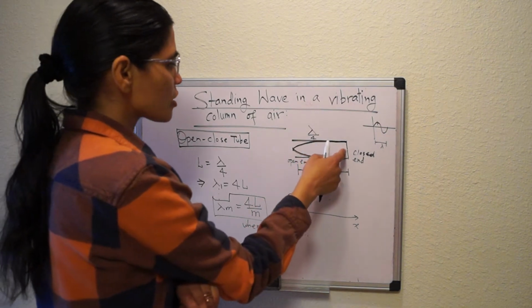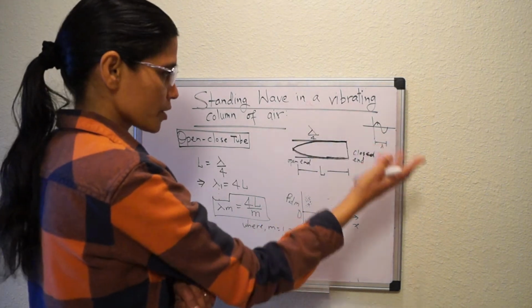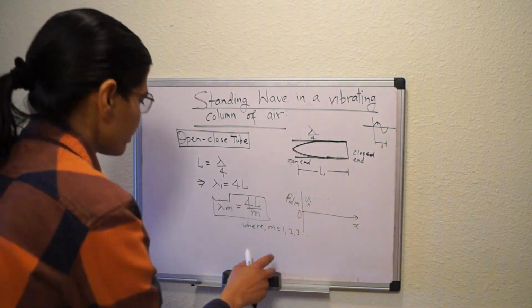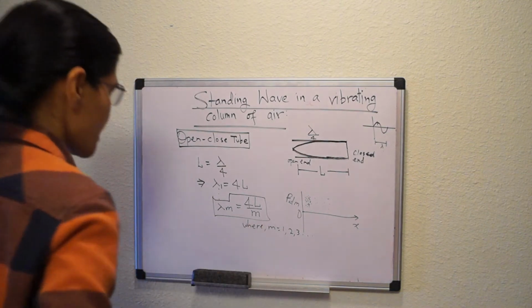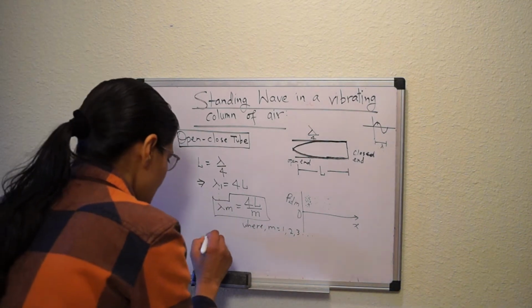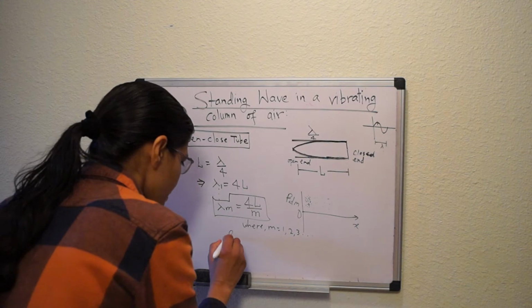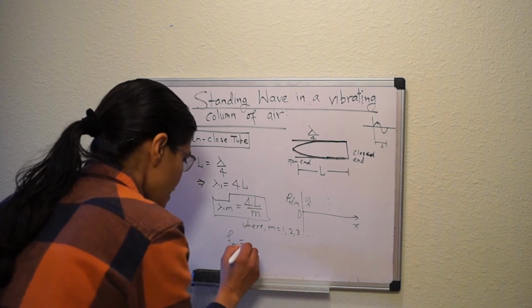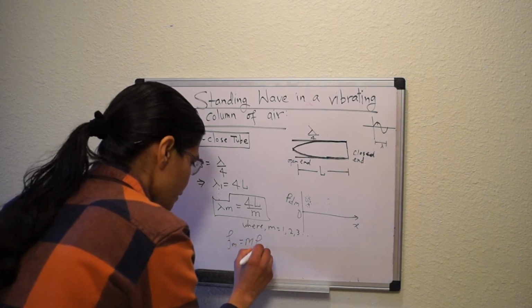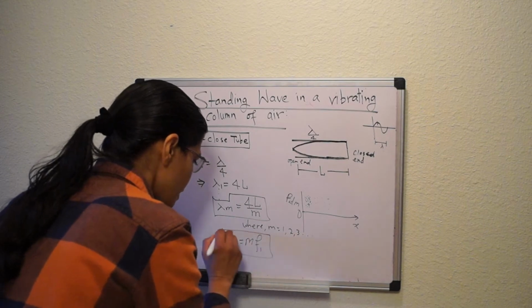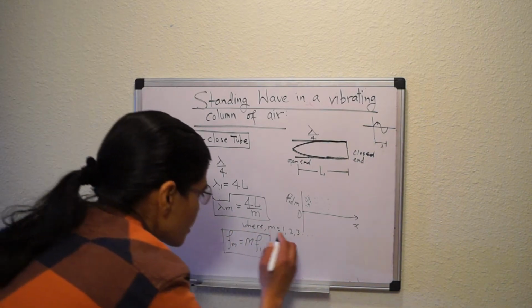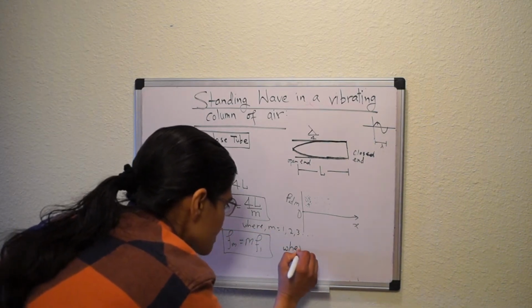It doesn't matter. You can also close this one and make this side open. It doesn't matter. Okay, so this is the case. Now it turns out that the overtones are given by frequency Fm, which is again a multiple of the fundamental frequency F1 here.